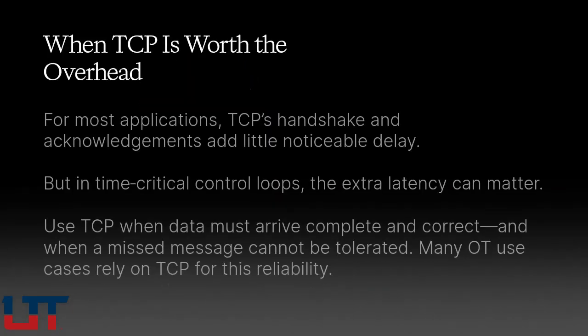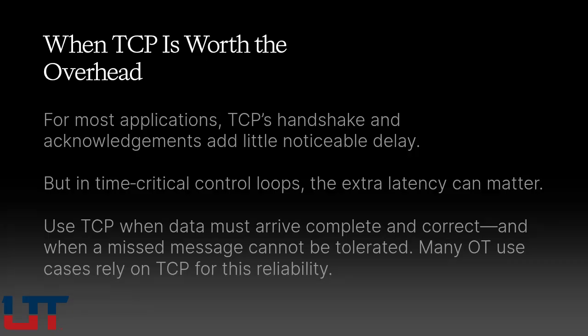This reliability comes at a cost: latency. The handshake takes time before data flows. Every acknowledgement adds round-trip time to the data exchange. In most applications, this overhead is small enough to be invisible, but in time-critical control loops, it's worth understanding. TCP is the right choice when data must arrive complete and correct, and when a missed message cannot be tolerated.